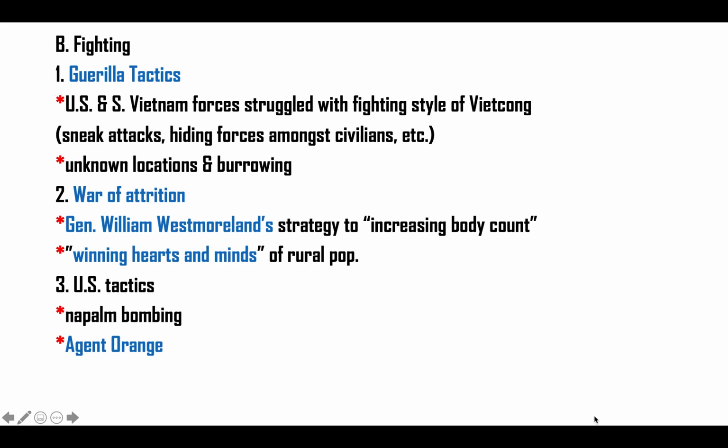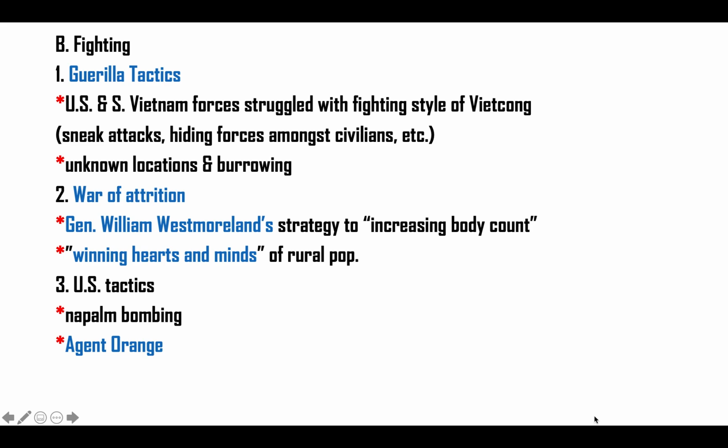And the Viet Cong didn't really fight like other enemies that the U.S. military had fought before. They would hide in the jungles. They would sneak attack. They would hide like in public. They would use spies, and it became really difficult to fight the Viet Cong because the U.S. military didn't really know who they were fighting. They knew they were fighting the Viet Cong, but they didn't know who that was. So it made it a really tough thing to fight.